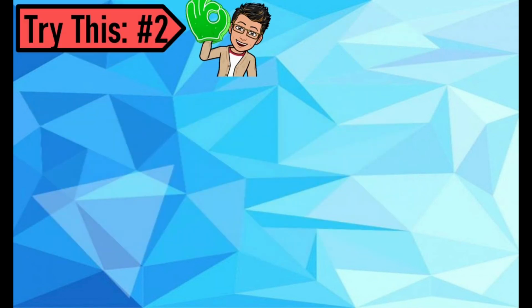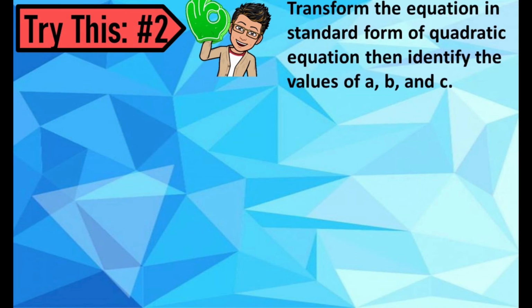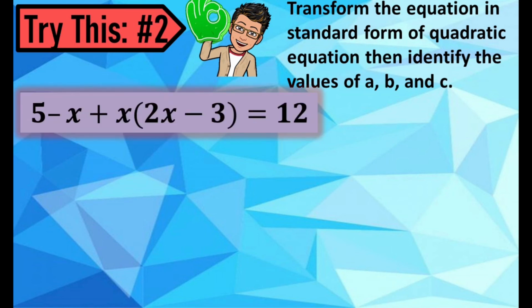Okay, another activity. Try this. Number 2. Transform the equation in standard form of quadratic equation, then identify the values of a, b, and c. The given is 5 minus x plus x times the quantity of 2x minus 3 is equal to 12. Again, I will be giving you 30 seconds to answer this. Your timer starts now.